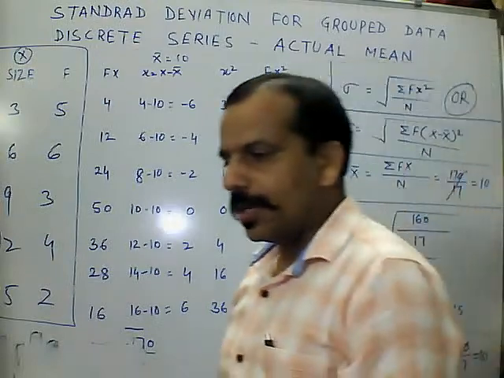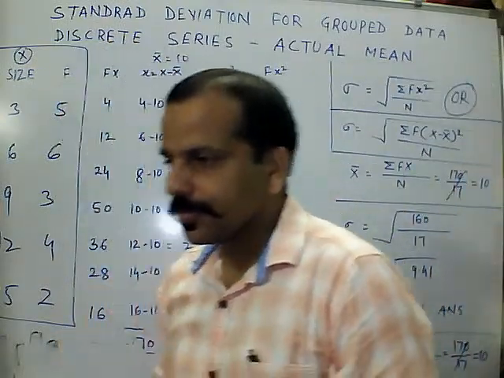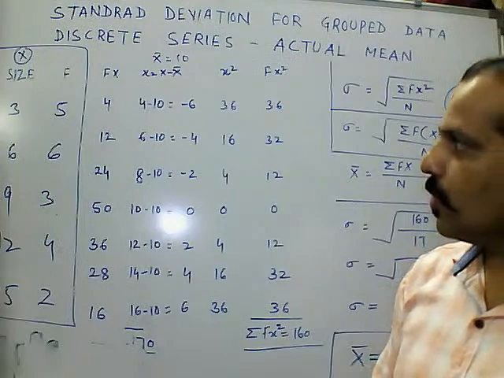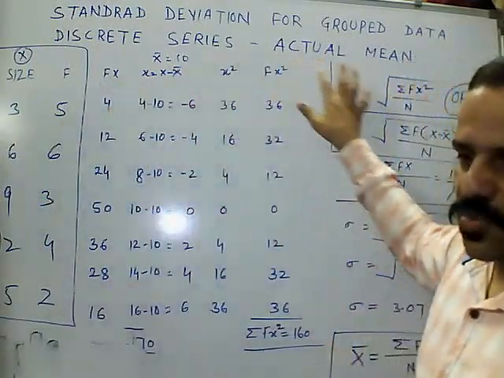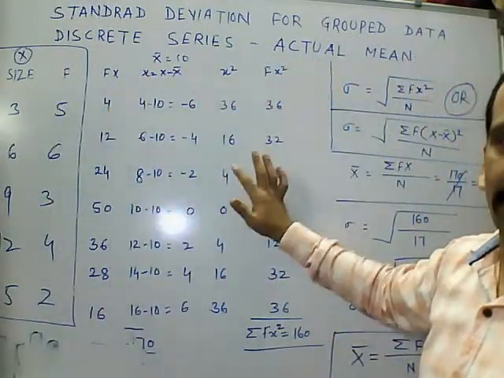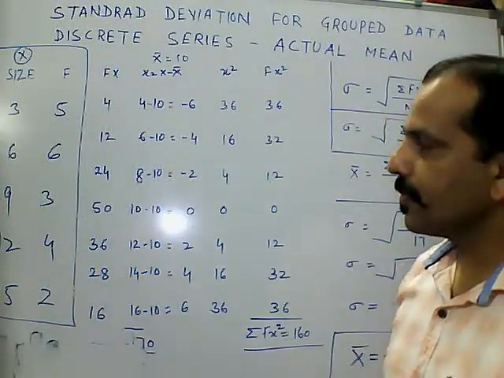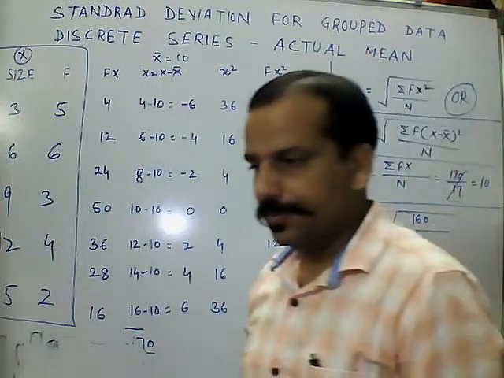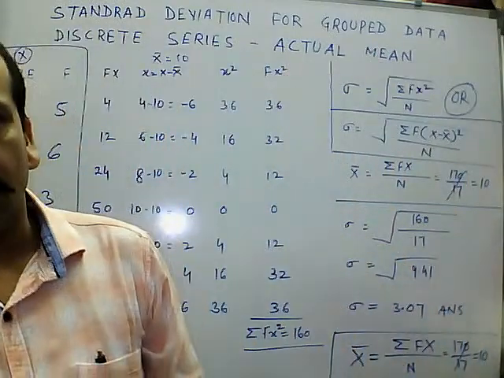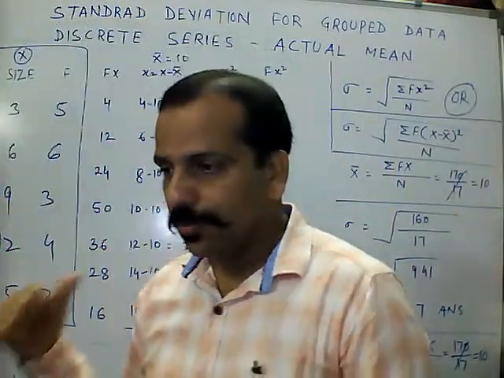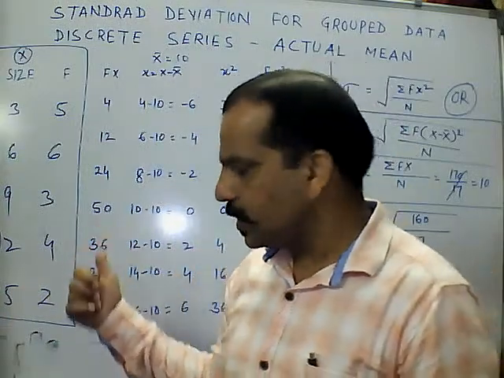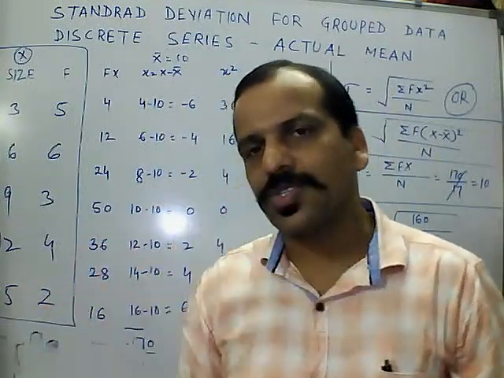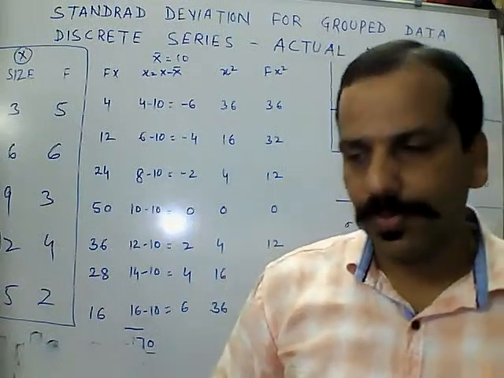Now I am going to end this session. In case of any queries, first do this in this way only. Apply this method to find out the value of standard deviation by the actual mean method. Do please solve, and after completion, please share your answer with me through WhatsApp.